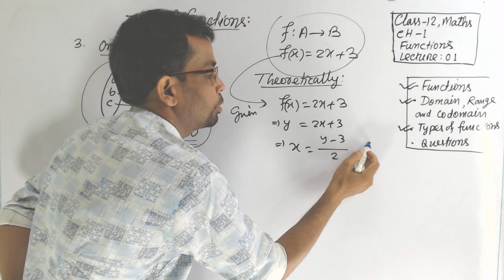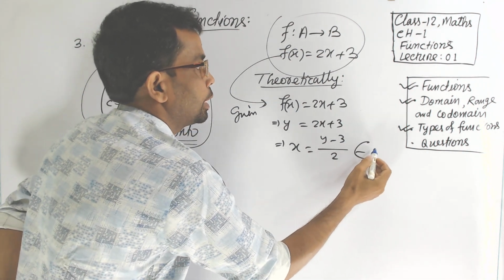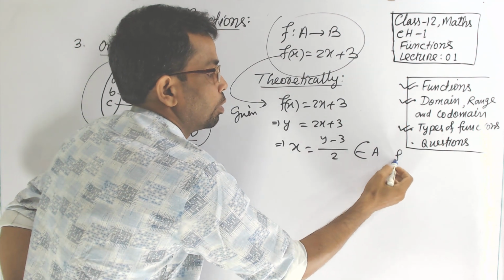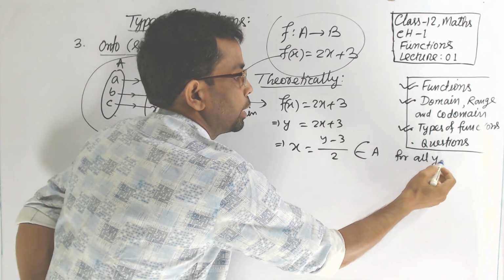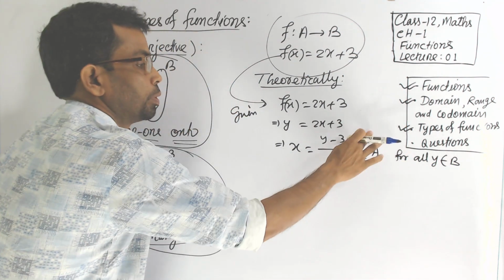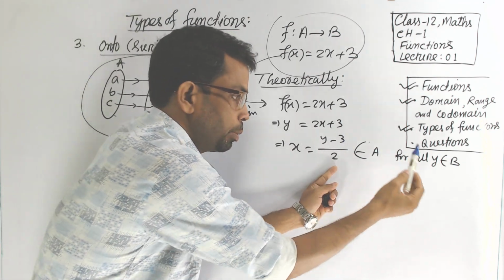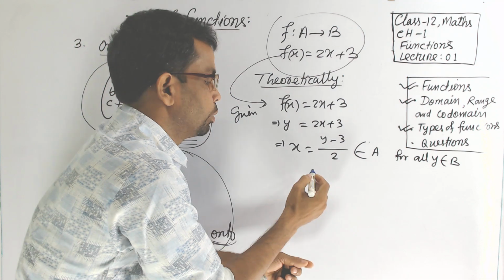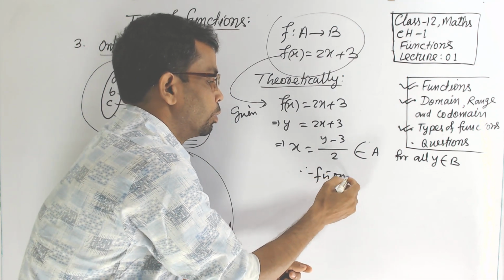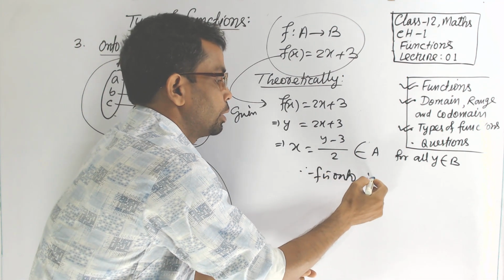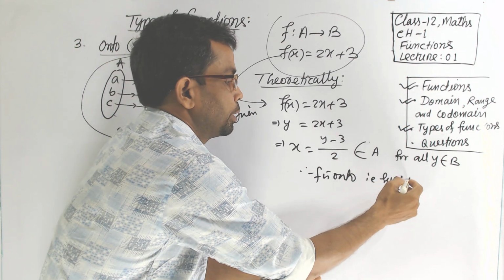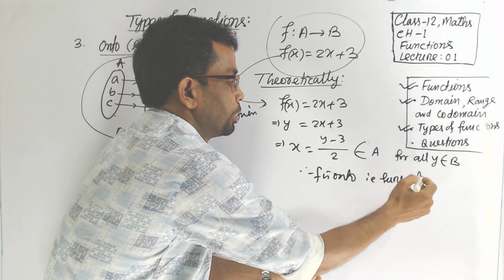And if we can show this belongs to set A for all y belongs to set B, if we can show this expression always belonging to set A for any value of y belongs to B, then we will say the function is onto. That is also called a surjective function.